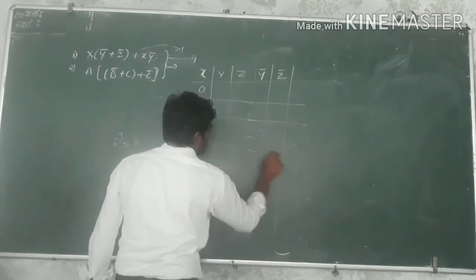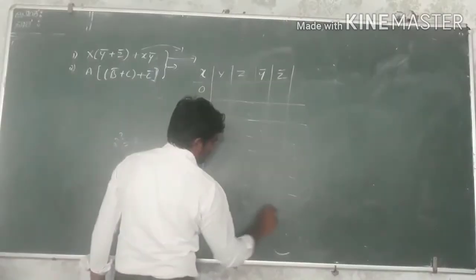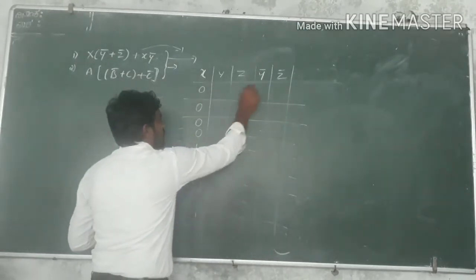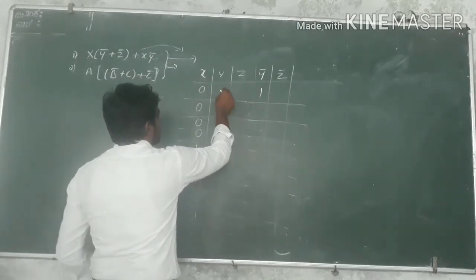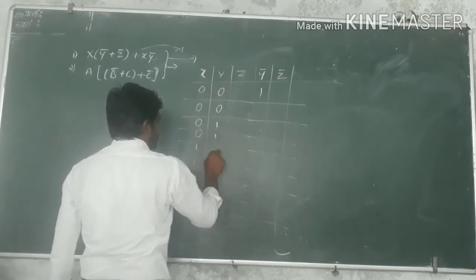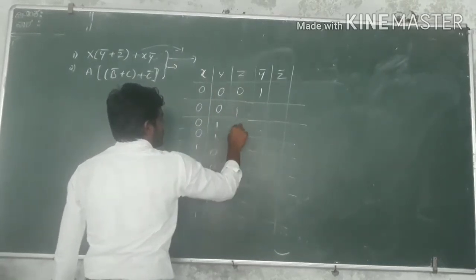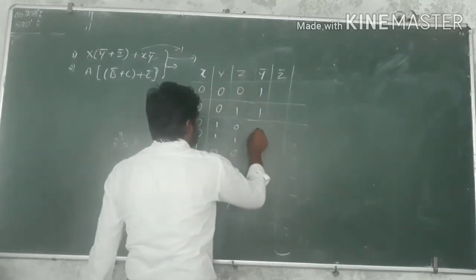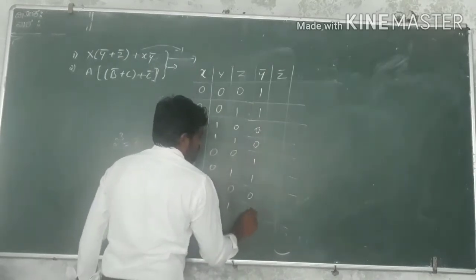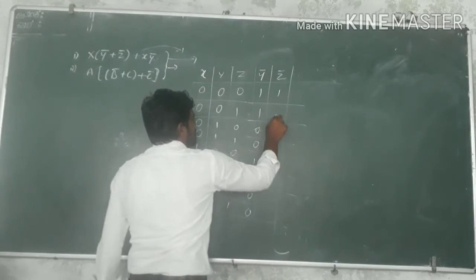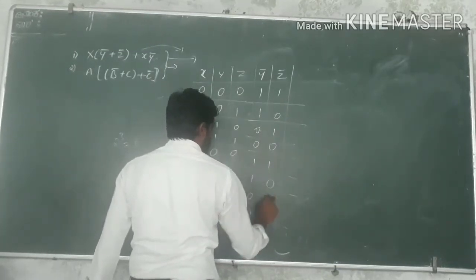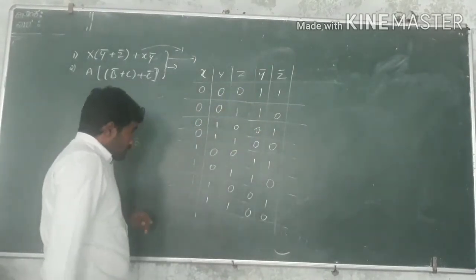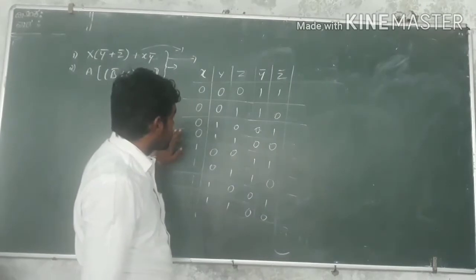Complement in the sense that it is the reciprocal of the previous variable: if it is 0 make it 1, and if it is 1 make it 0. This way x is 0 0 1 1 0 0 1 1, y is 0 0 1 1 0 0 1 1, z is 0 1 0 1 0 1 0 1. So y complement is 1 1 0 0 1 1 0 0, and z complement is 1 0 1 0 1 0 1 0. This is the way of finding the values with respect to the variables.